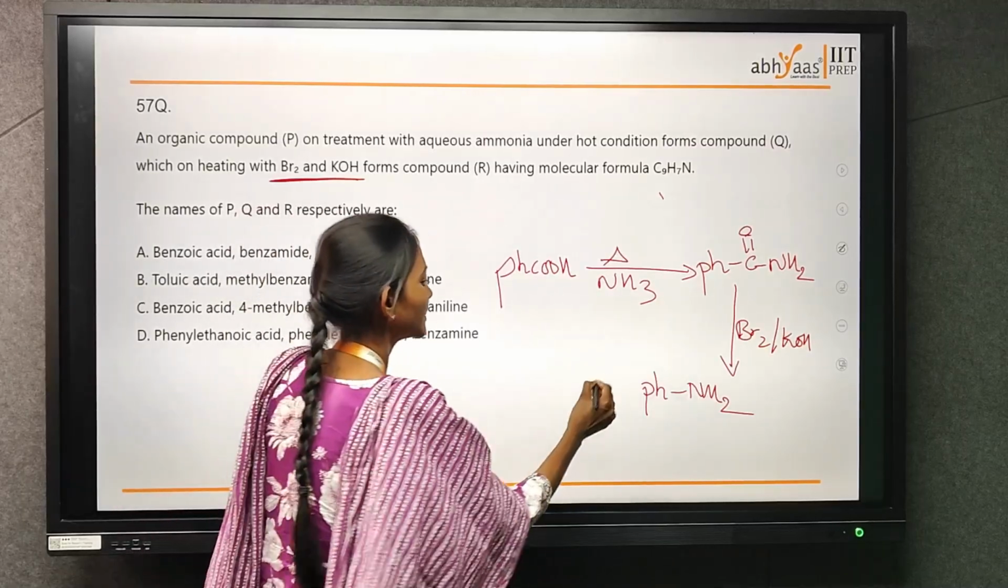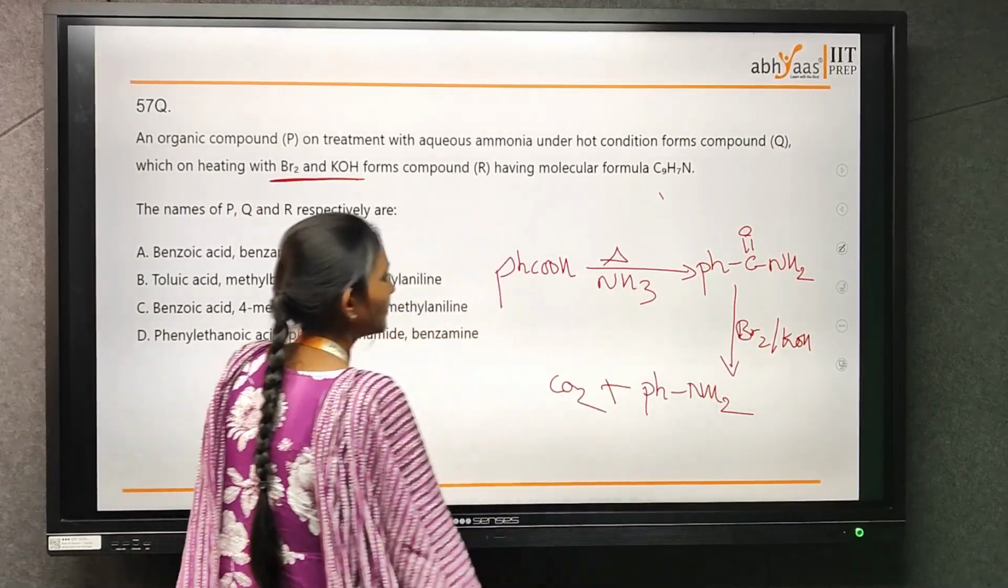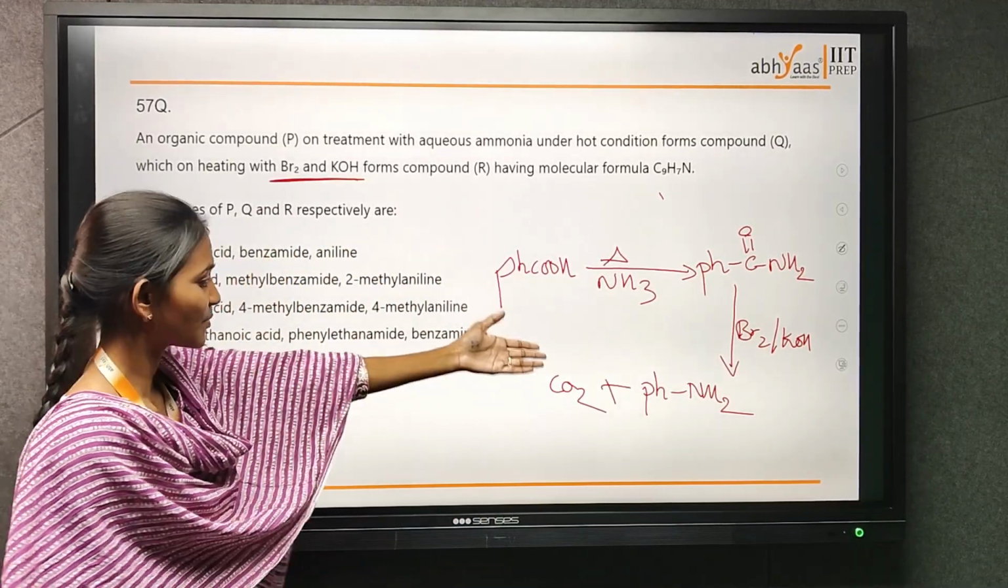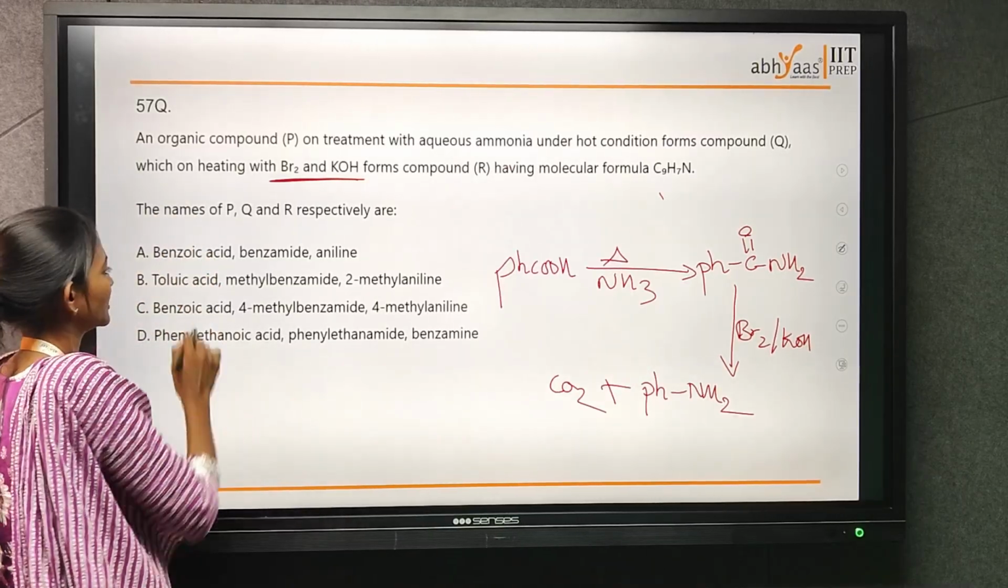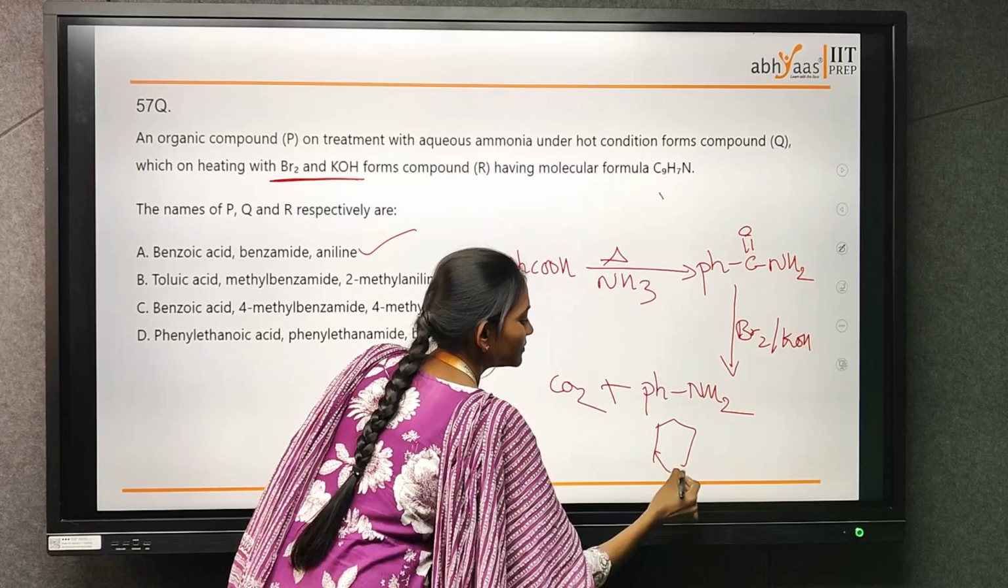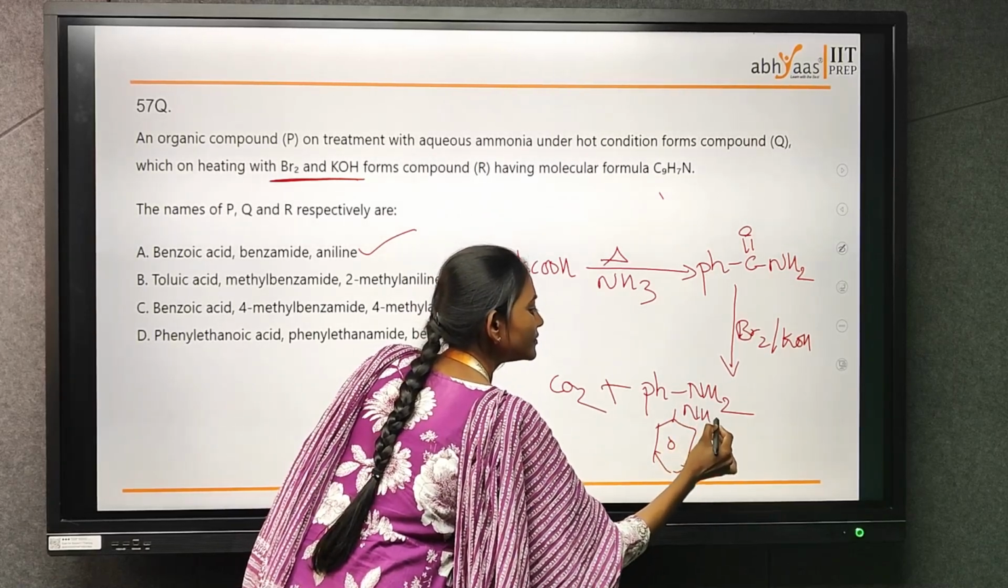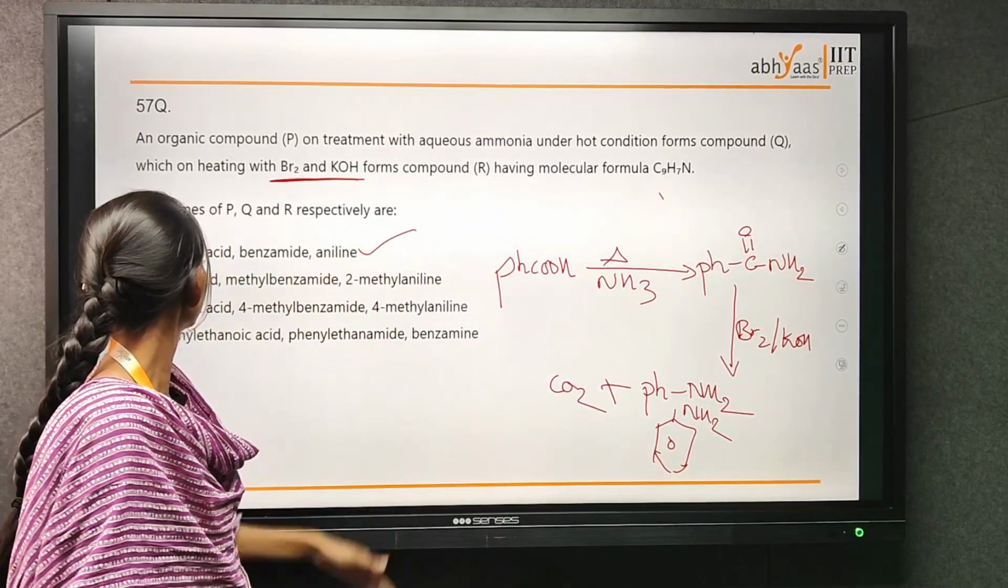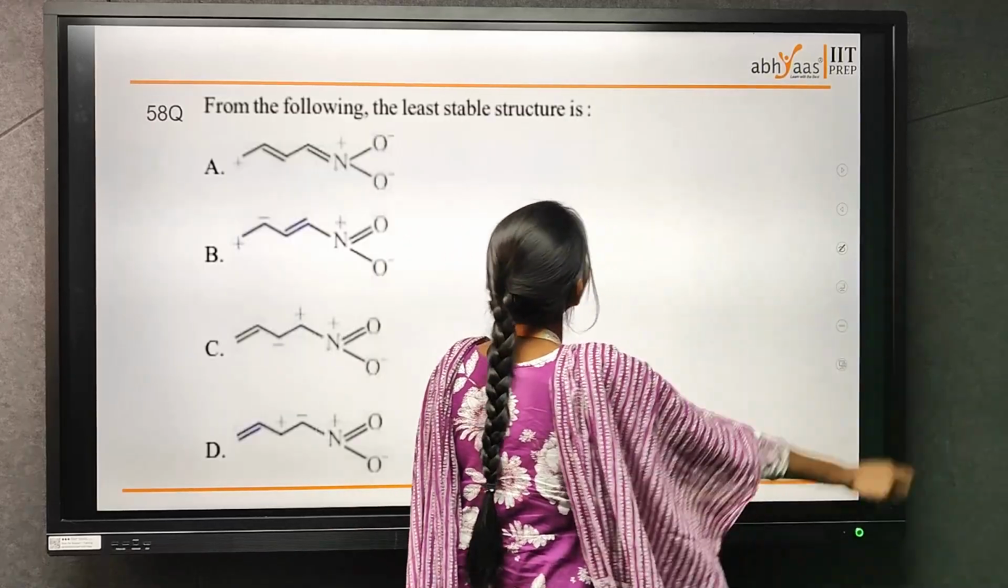So what will be the option here? Benzoic acid, and we are getting a benzamide, and then aniline. This is your option 1. Moving on to next question.